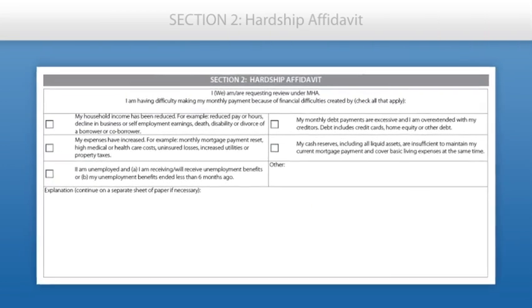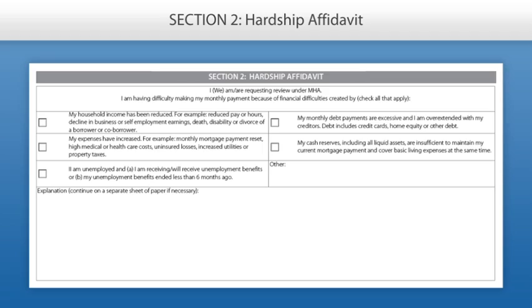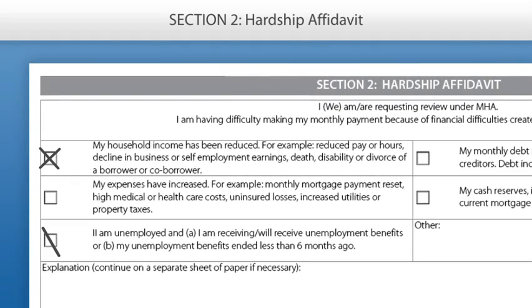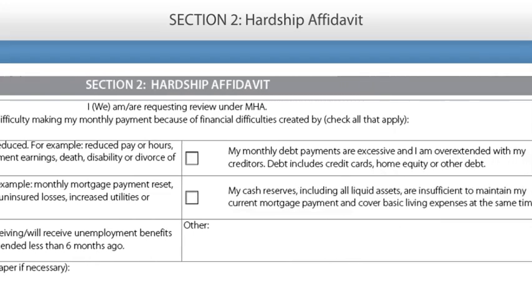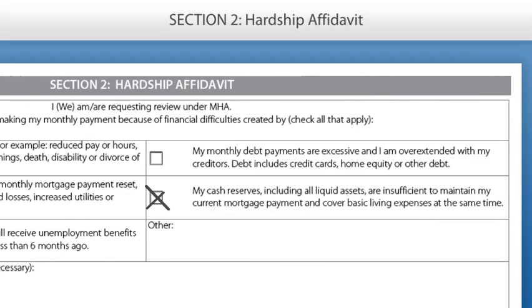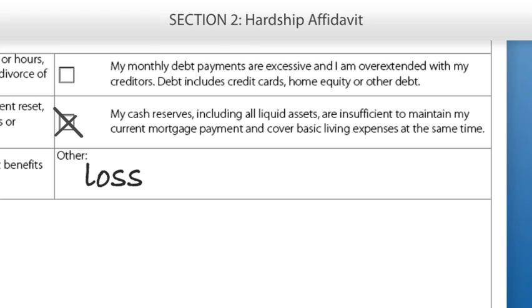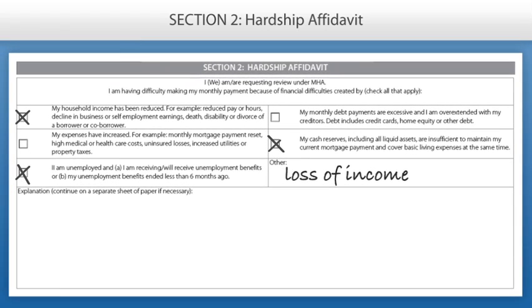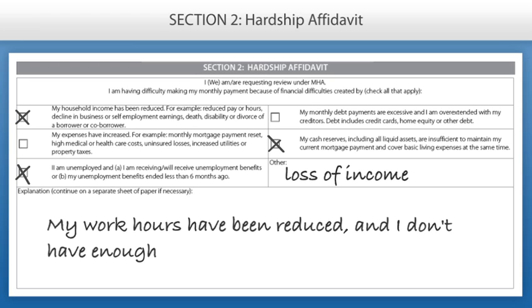Section 2. Hardship Affidavit. In Section 2, you are asked to communicate any existing hardships or financial difficulties that are hindering your ability to make your monthly mortgage payments. Use the reasons provided or indicate unlisted conditions with the other option. Check all that apply and provide an explanation in the space provided. Common hardships might include loss of income, death, divorce, or disability of one or more borrowers on the mortgage. Be as thorough as possible in your explanations.